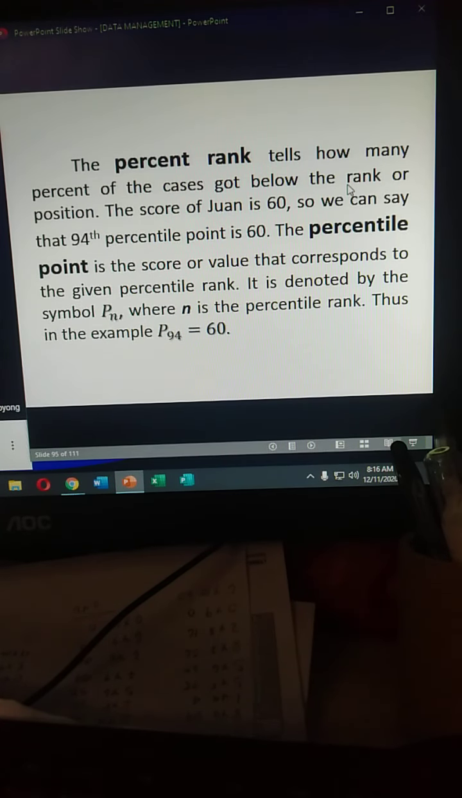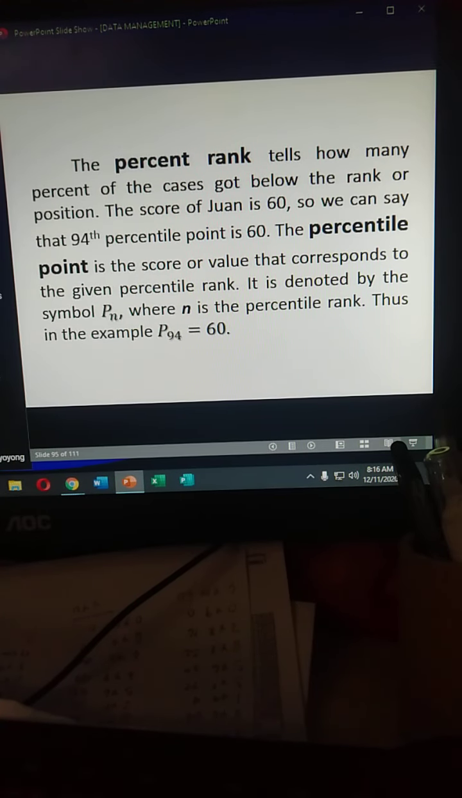Sorry. The percent rank tells how many percent of the cases got below the rank or position. That is the percent rank or percentile rank. It defines how many in the class are below the rank.